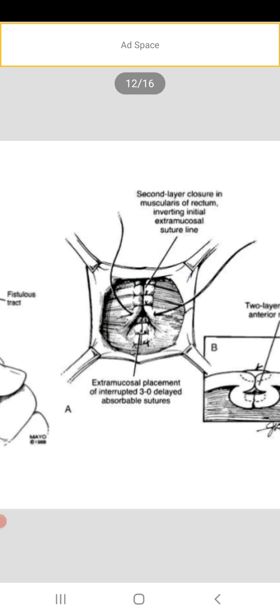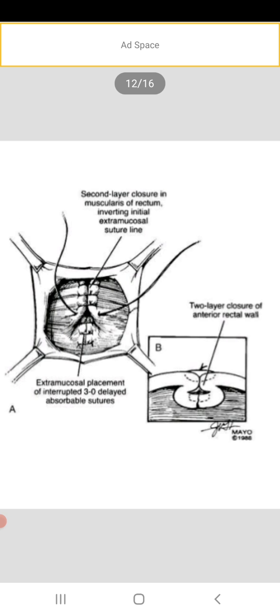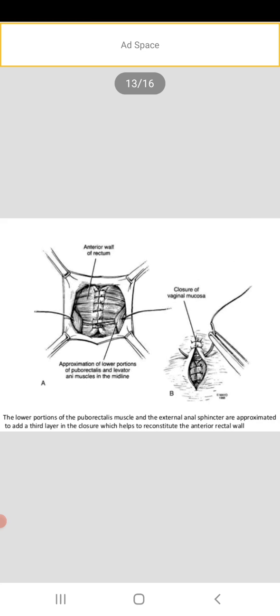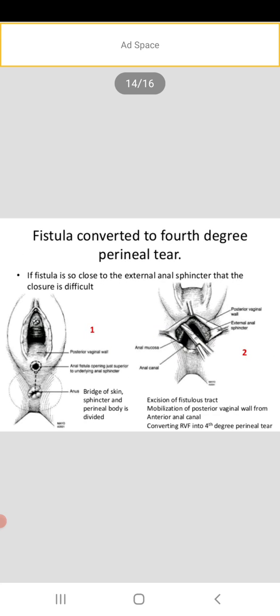Then an extramucosal second layer closure in the muscularis of the rectum, inverting the initial extramucosal suture line. You can see this, with extramucosal placement using delayed absorbable sutures. Two layer closure of the anterior rectal wall. Then the lower portion of the puborectalis muscles and external anal sphincter are approximated in a third layer. You can see the picture. Then the fistula is converted to a fourth degree perineal tear.